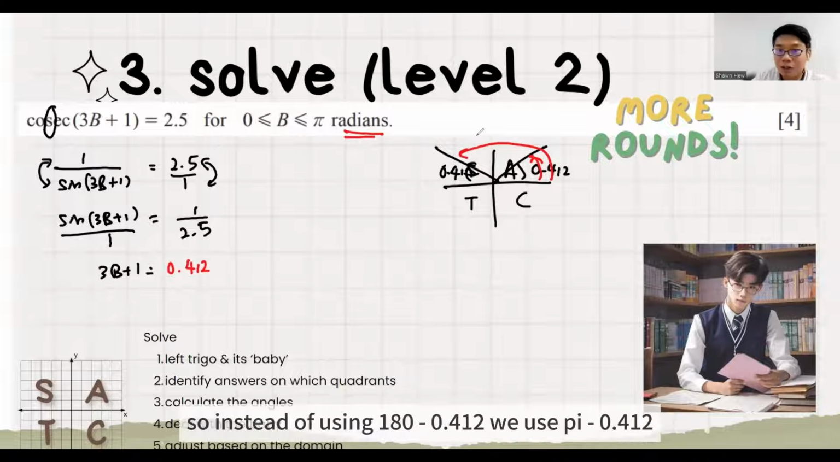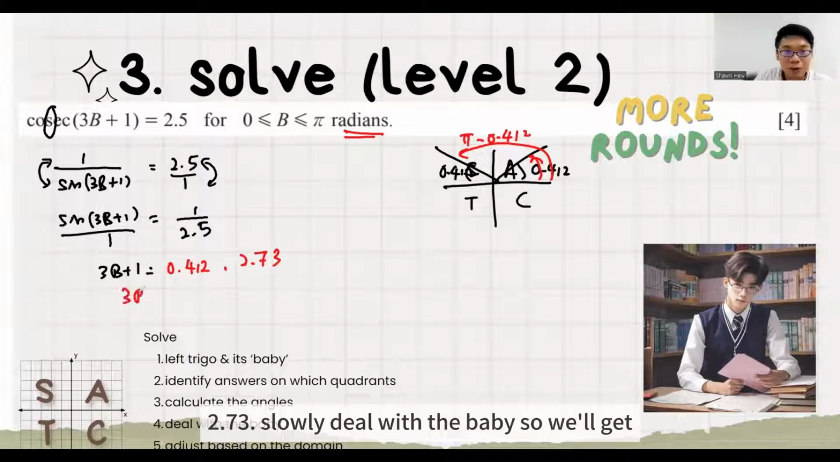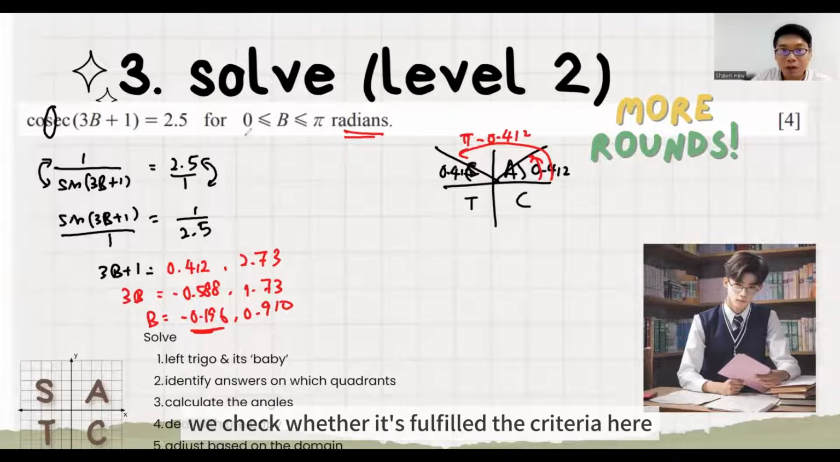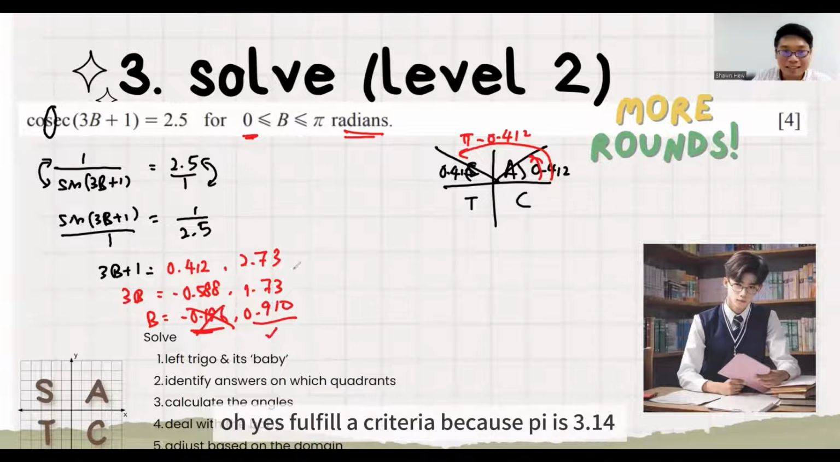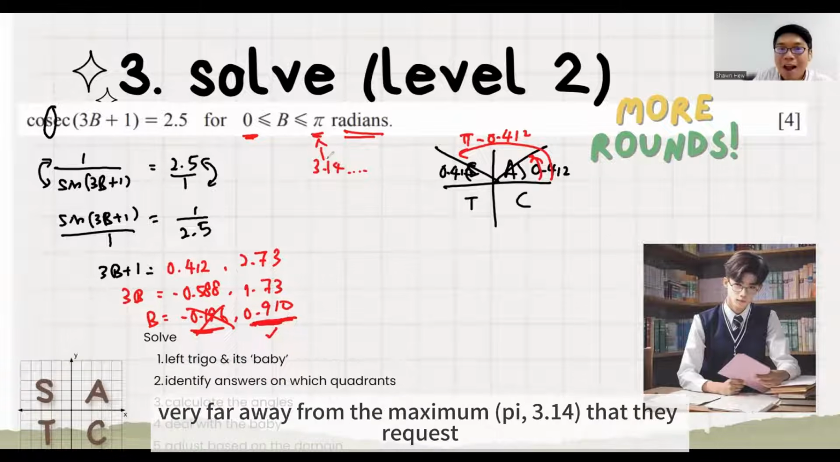This is radian. So instead of using 180 minus 0.412, we use pi minus 0.412, 2.73. Slowly deal with the baby. So we'll get the first answer. We check whether it fulfills the criteria. Oh no, it's again negative. So remove it. Bye-bye. Second answer, 0.910. Yes, fulfill the criteria because pi is 3.14 something. So can you see my answer very far away from the maximum that they request?